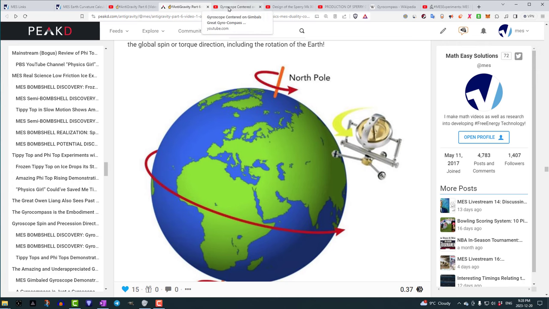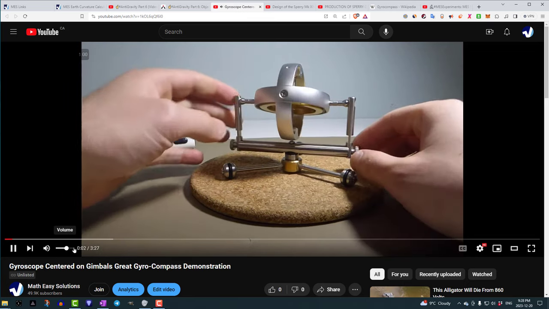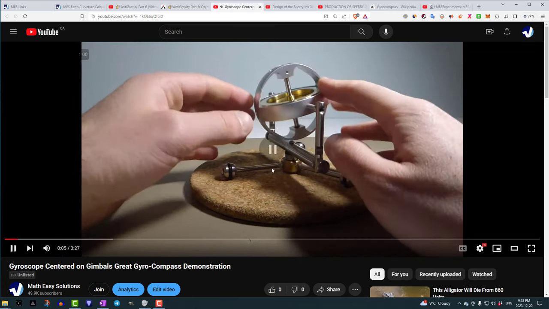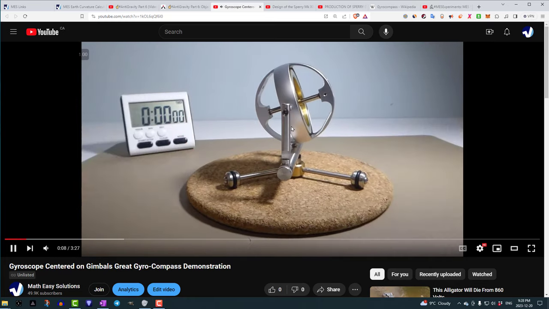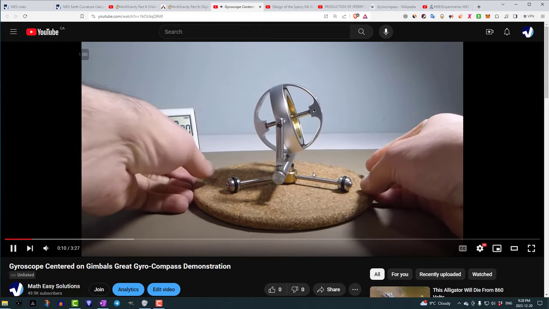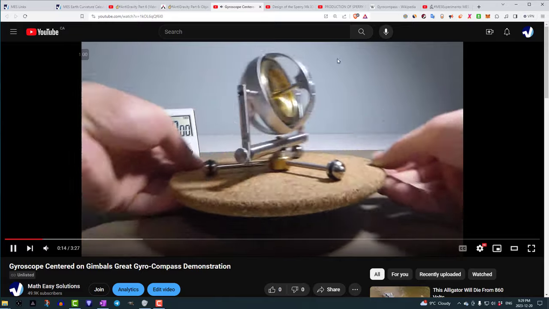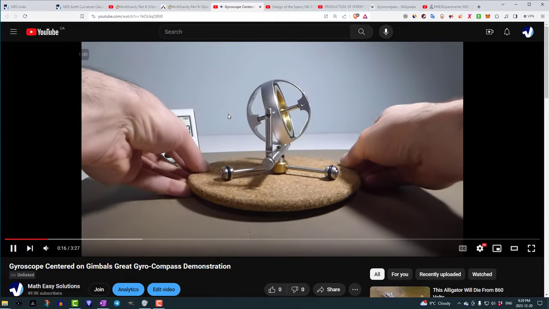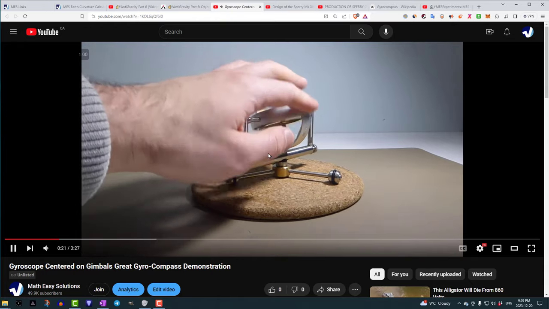This one right now, the gyroscope centered on gimbals. Great gyrocompass demonstration. All right, so here, right now, I'm going to lower this volume. So it's not spinning, so everything's free. And then if you lift it up and move it, the orientation changes. It doesn't want to maintain it, because its own inertia isn't enough to overcome the friction and so on. So it spins this way and that way.